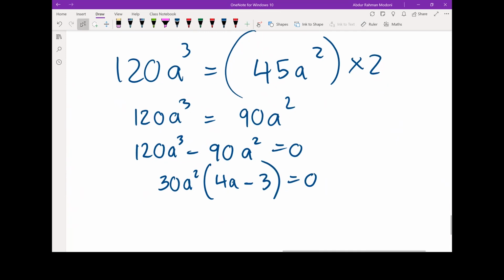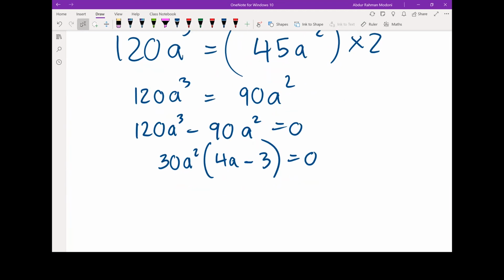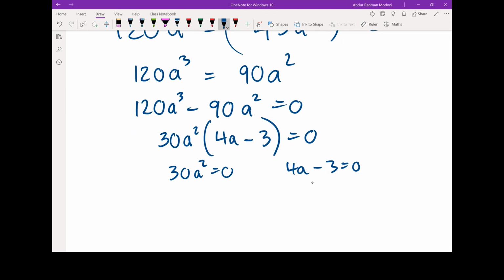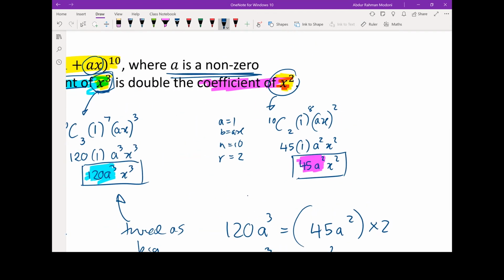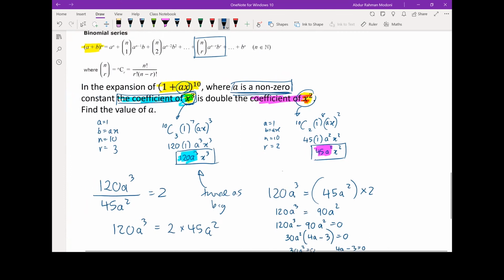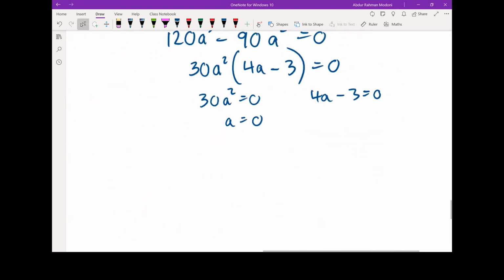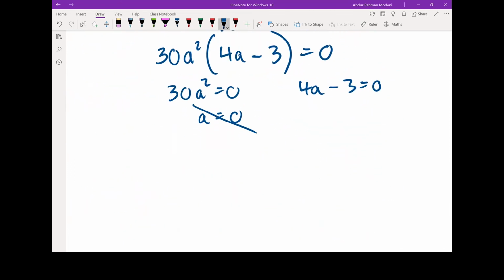When something is in a factorized form, which is the best form to have it in for solving, sketching, etc., we can solve this quite easily. Each factor must multiply to give an answer of 0. Therefore, 30a squared is equal to 0, or 4a minus 3 is equal to 0. This implies that a squared equals 0 over 30, so a is equal to 0. But the question actually told us that a is a non-zero constant. Therefore, we would not include this in our answer. We'd just put a line through it, but we've done it to consider it. And so we find that a is equal to 3 over 4.